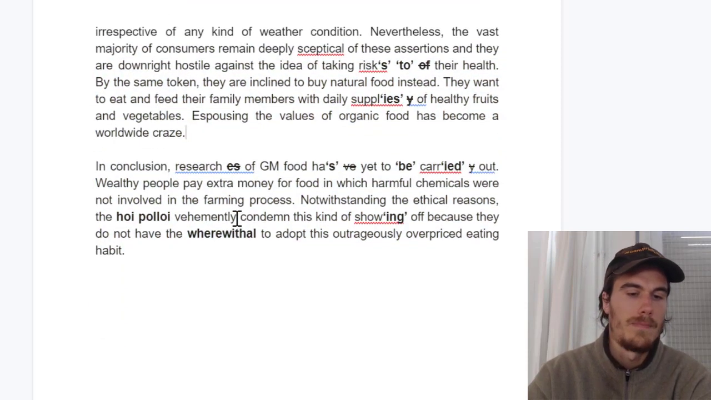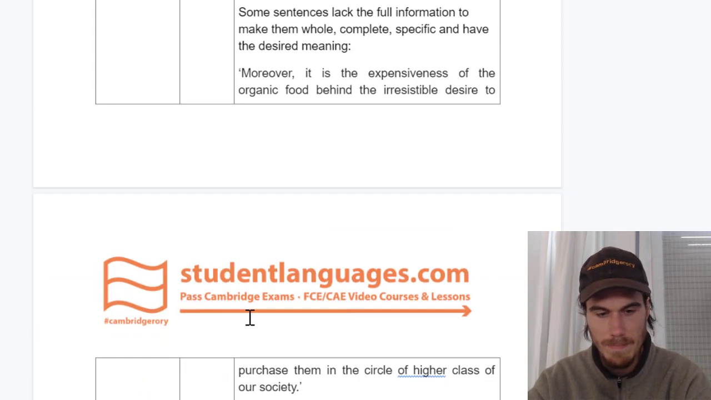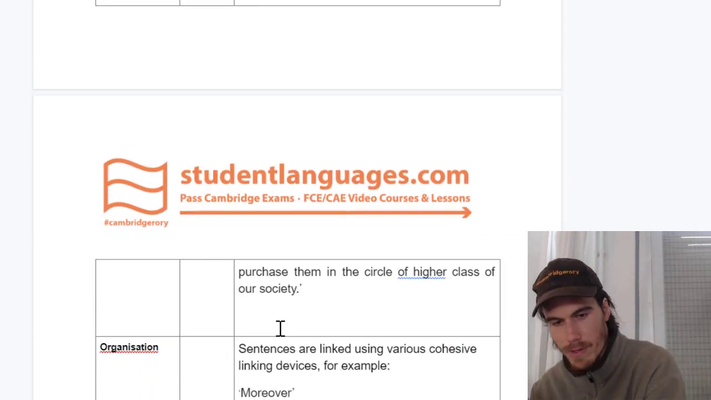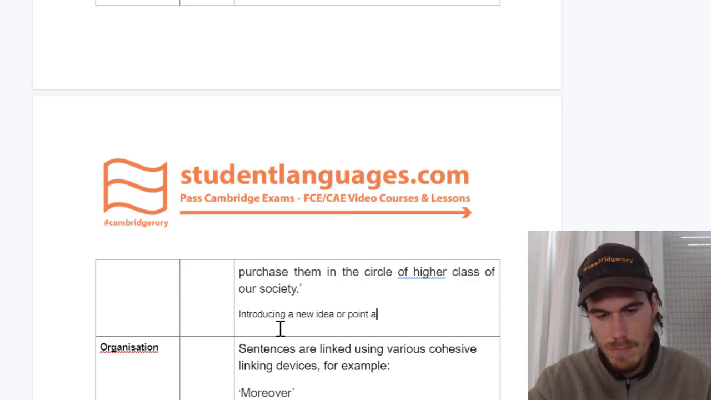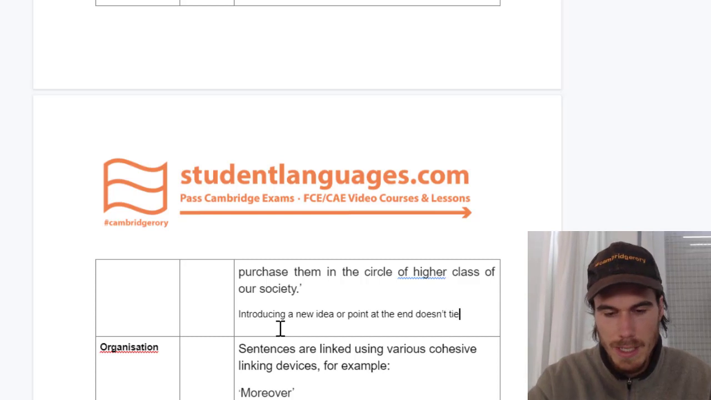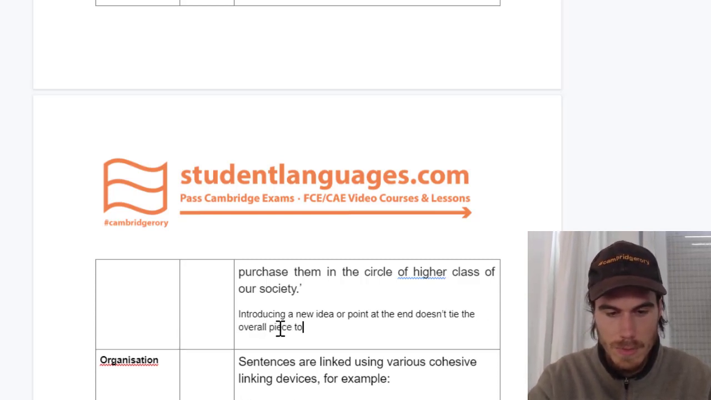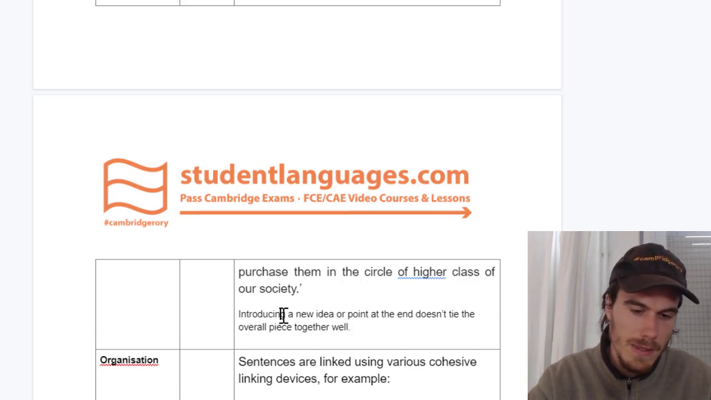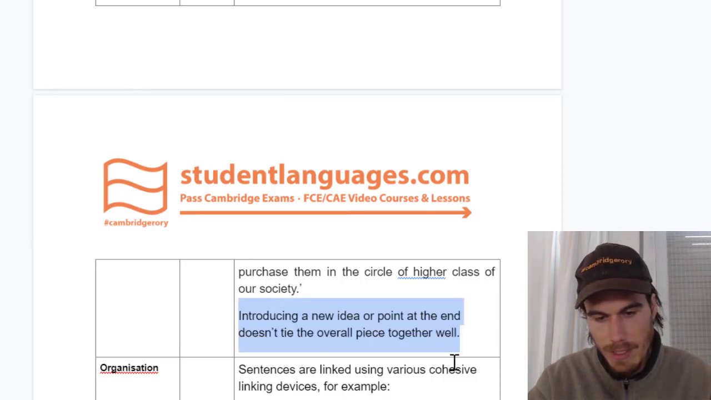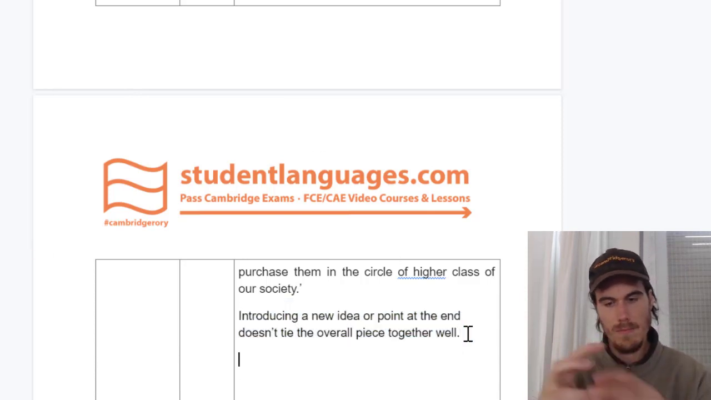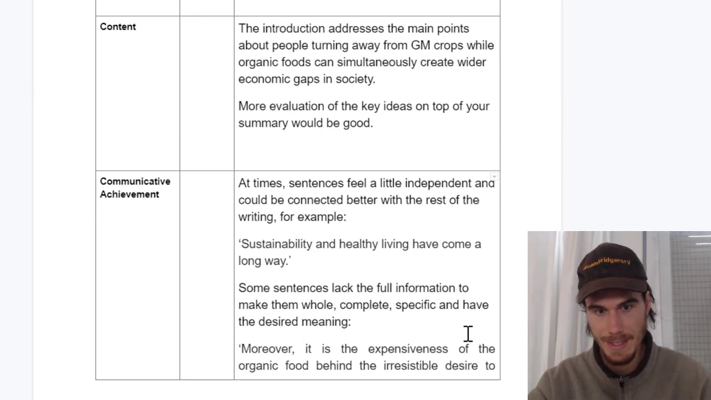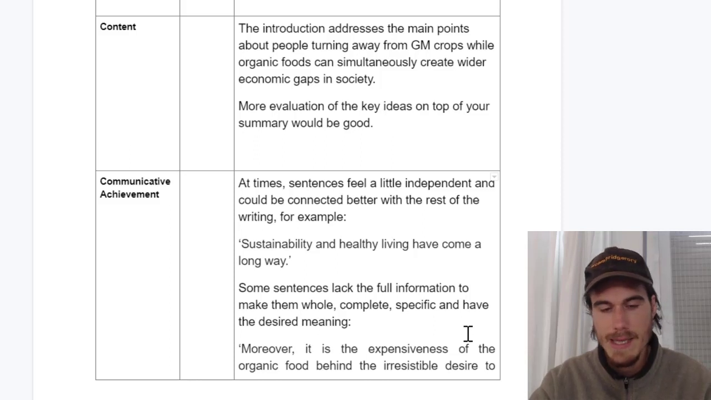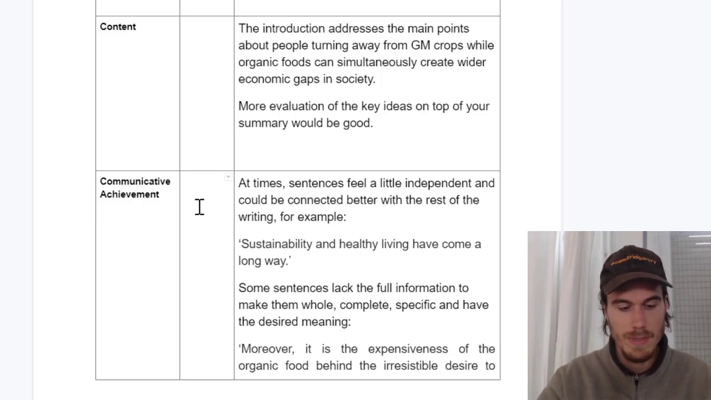Which kind of makes me think that the overall flow, the communicative achievement again, doesn't flow quite nicely because you're introducing a new point at the end. It doesn't tie the overall piece together well. I feel like you could connect the whole essay together better and make the arguments clearer throughout. So if I were you, I'd have a read of some other CPE essays and examiners' comments on them and see how people have managed to tie their essays together and keep a flow, because that I think should and could be improved.